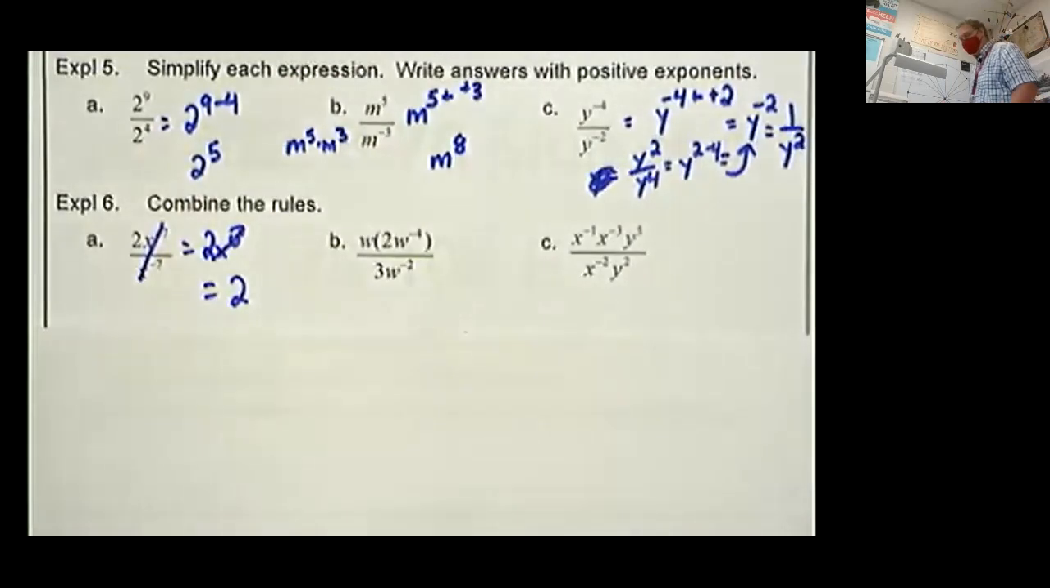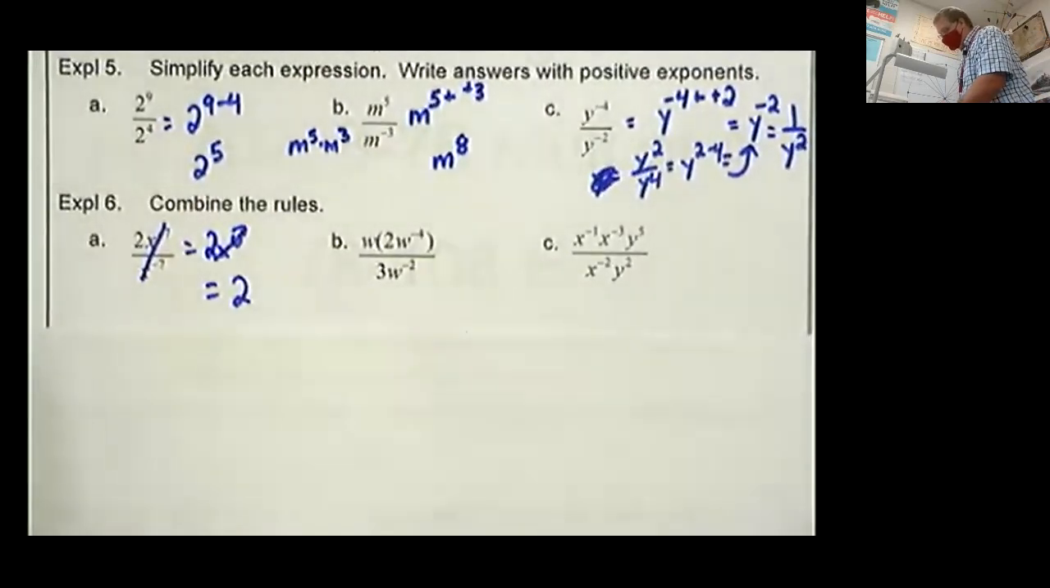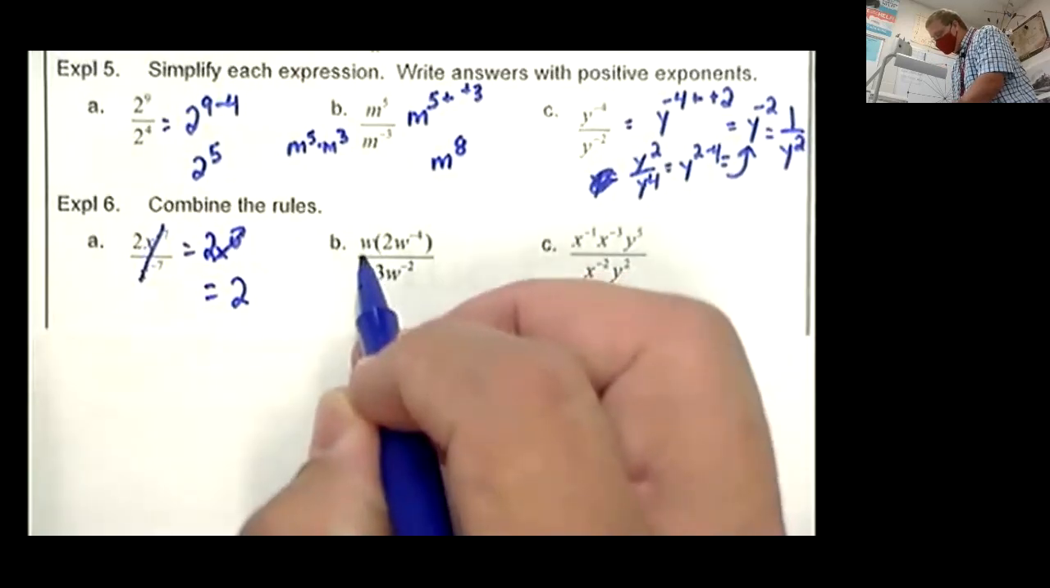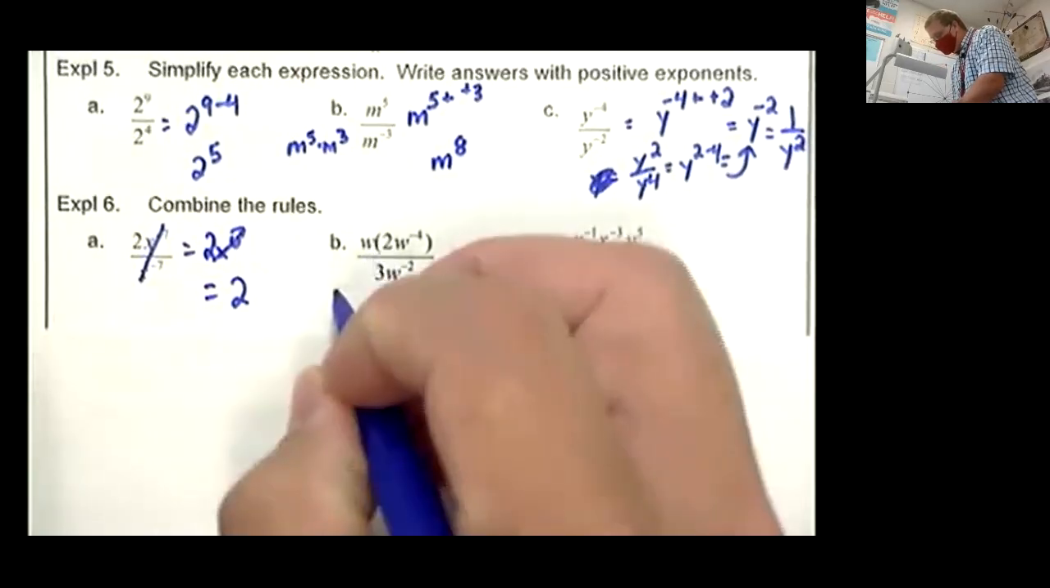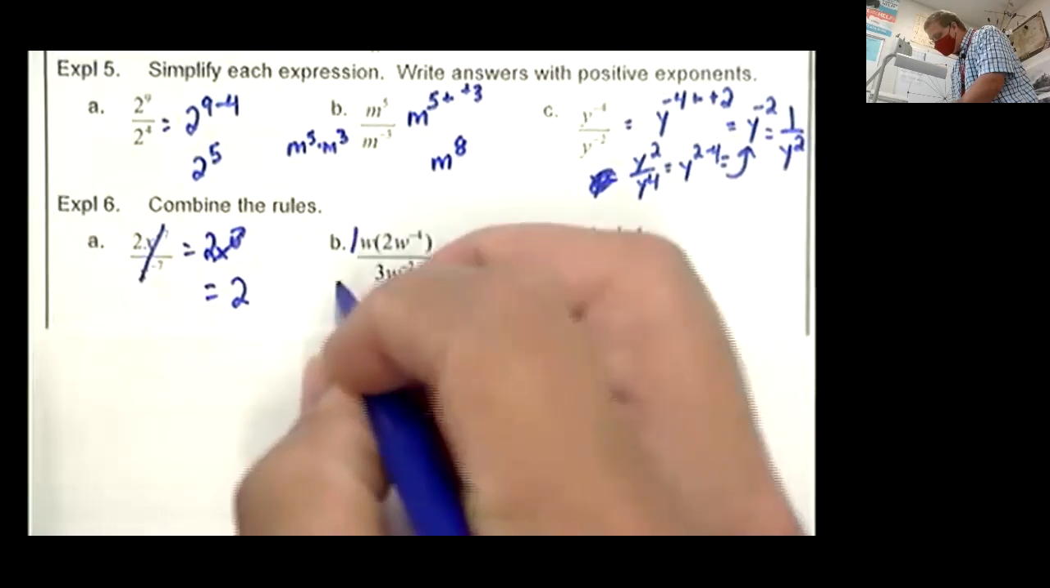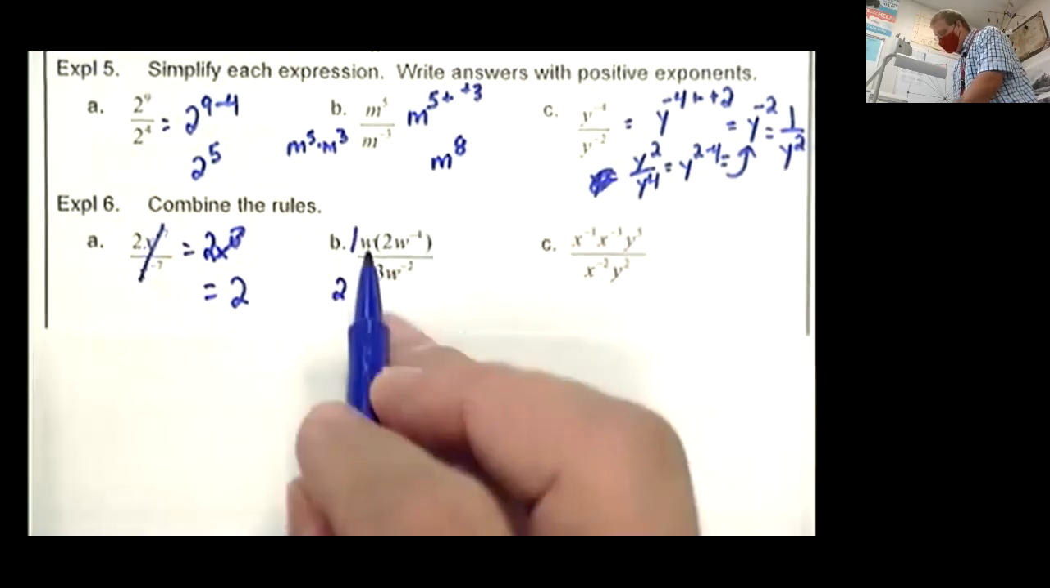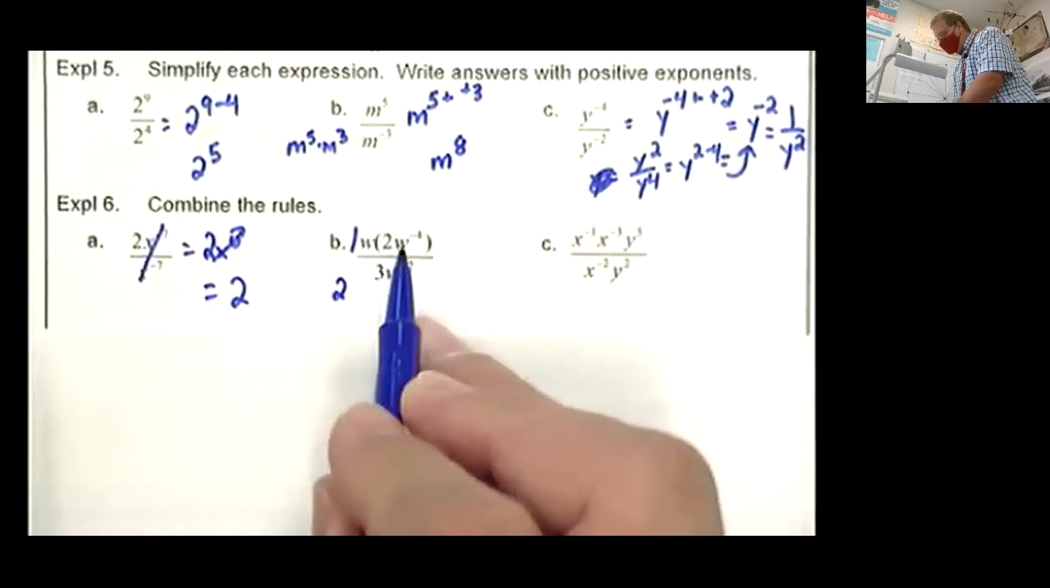Letter B, let's go ahead and multiply the numbers first. So we're going to have 2 times 1 is the coefficient, so that's 2. We're going to multiply the w's, w times w to the negative 4th.